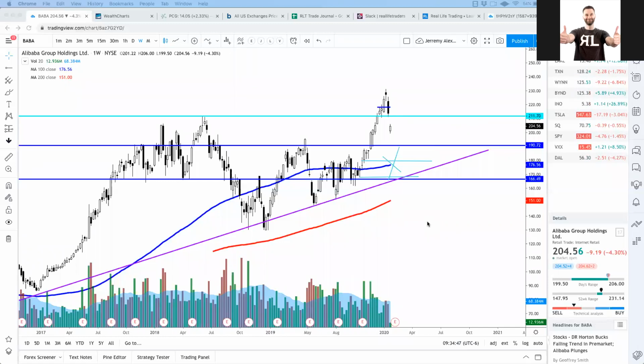Sergey says, LVS, old support, new resistance. Yes, it's exactly the same as WIN. Those two are moving side by side.